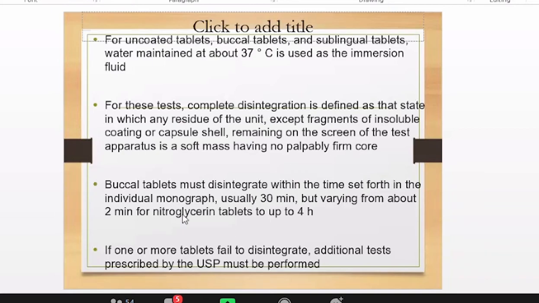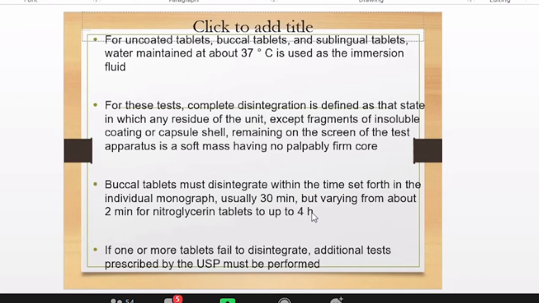Okay. So buccal tablets must disintegrate within the time set forth in the individual monograph. For each of these tablets, the monograph in the pharmacopeia will tell you that this sort of tablet should disintegrate within a short period of time and specify within 30 minutes, for example. But they do vary from about 2 minutes for nitroglycerin tablets for up to 4 hours. So depending on the types of tablets you are dealing with, you'll be notified of the time at which you must check whether the tablets have disintegrated.